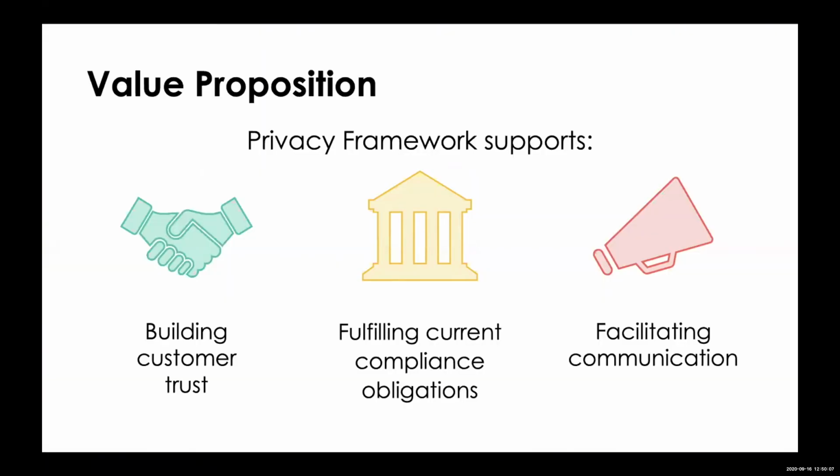So let's talk about the value proposition real quick. This is really the heart of what the framework is about. The privacy framework supports organizations in three key ways. First of all, building customer trust. Customer trust is critical for any organization that is processing data. And the privacy framework can help organizations to build this trust by supporting ethical decision-making in product and service design or deployment that optimizes beneficial uses of data while minimizing adverse consequences for individuals' privacy and society as a whole. Customer trust can in turn drive business and growth, which allows for innovations in new products and services.